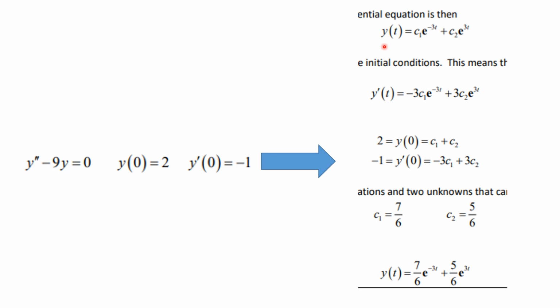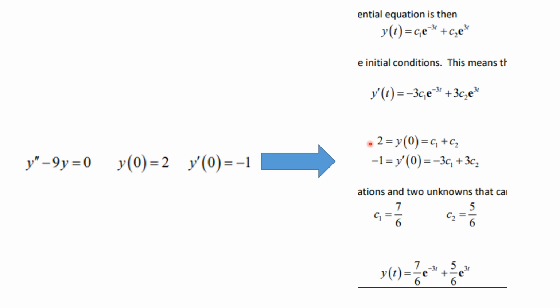But now what I'm going to do is use my initial conditions. I'm going to say, well, when t is 0, I get 2. So if I put 0 in here, I have to set it equal to 2, and e to the 0 is going to be 1. So what I get for that is 2 is equal to c1 plus c2.